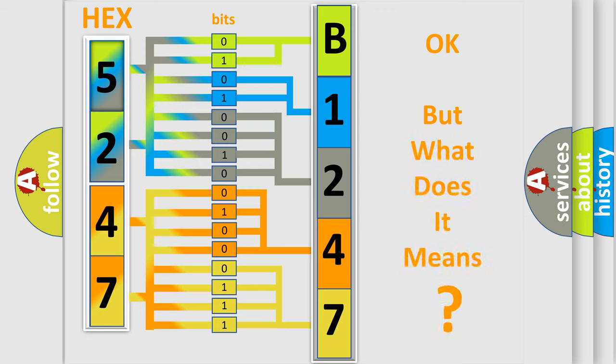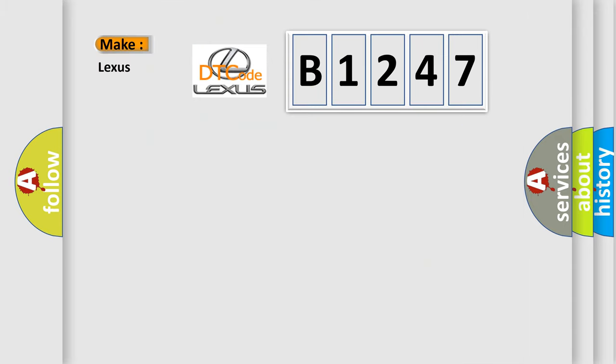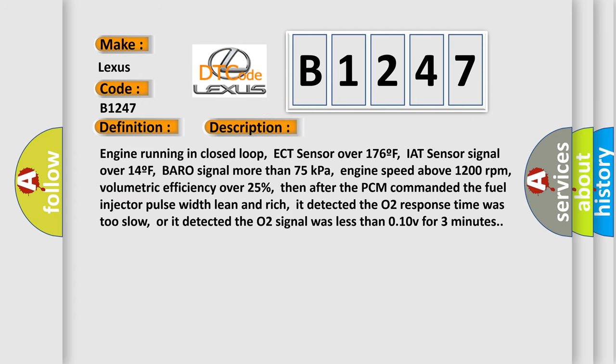The number itself does not make sense to us if we cannot assign information to what it actually expresses. So, what does the diagnostic trouble code B1247 interpret specifically for Lexus car manufacturers? The basic definition is O2B1S1 circuit fault.